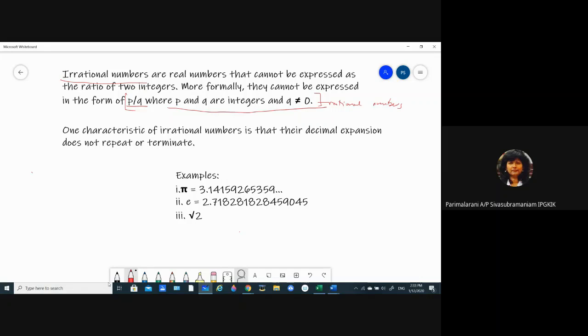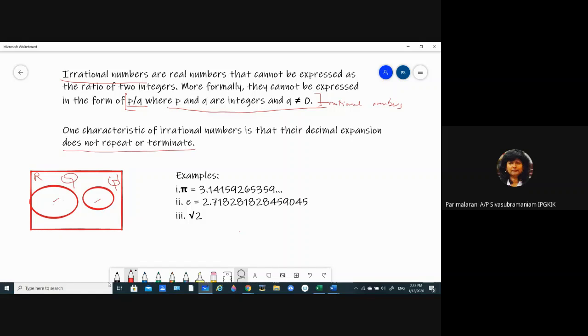So we have our real number set. Our set of real numbers consists of two sets here. One is rational numbers Q and the other one is irrational numbers. So real numbers consist of rational and irrational. If it's not rational, it's irrational. So one characteristic of irrational numbers is that their decimal expansion does not repeat or terminate.